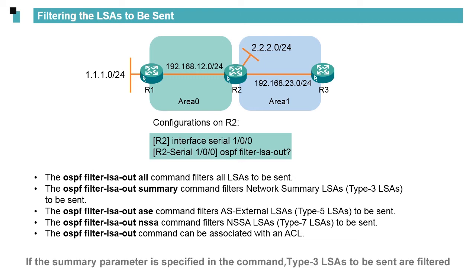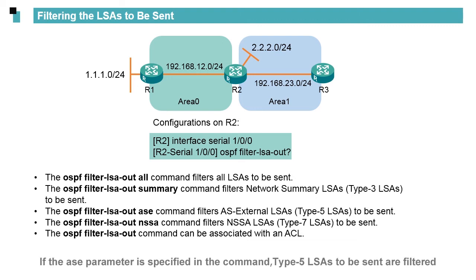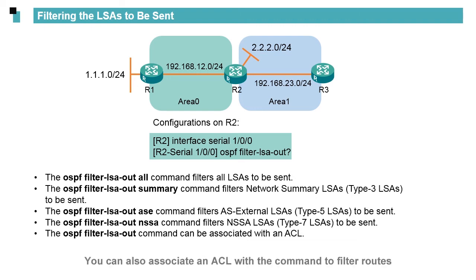If the summary parameter is specified in the command, Type 3 LSAs to be sent are filtered. If the ASE parameter is specified in the command, Type 5 LSAs to be sent are filtered. If the NSSA parameter is specified in the command, Type 7 LSAs to be sent are filtered. You can also associate an ACL with the command to filter routes.